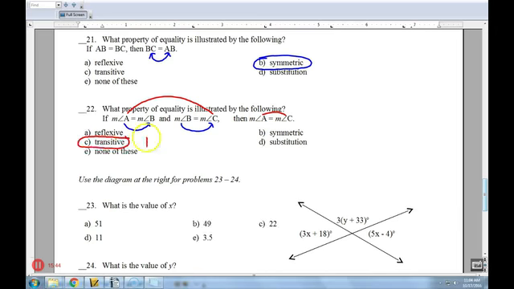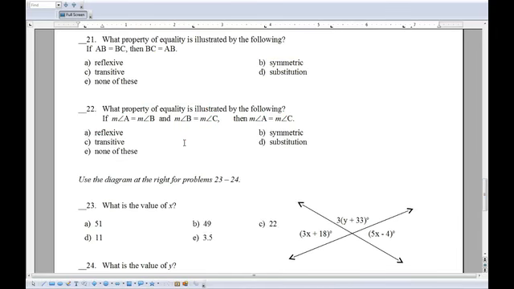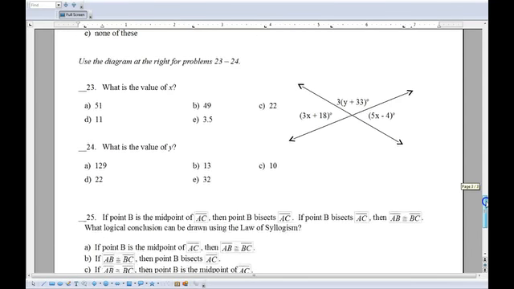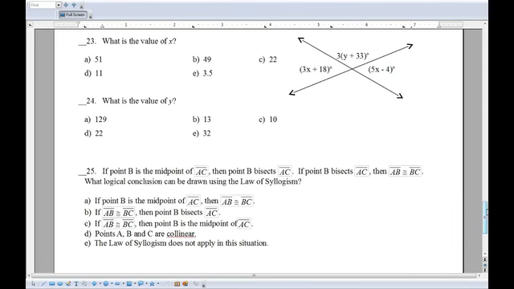Also very similar to the law of syllogism. I would never put both of these as answer choices because they're very similar, but that is the transitive property of equality. Use the diagram for these last couple problems, so let's scroll down, see how we can do on these. And I pretty much have to find the relationship between the angles.